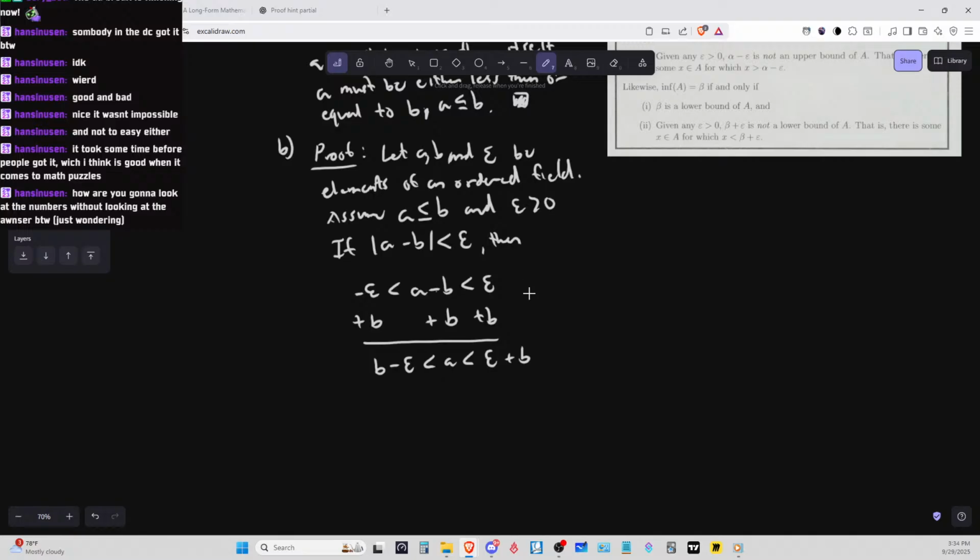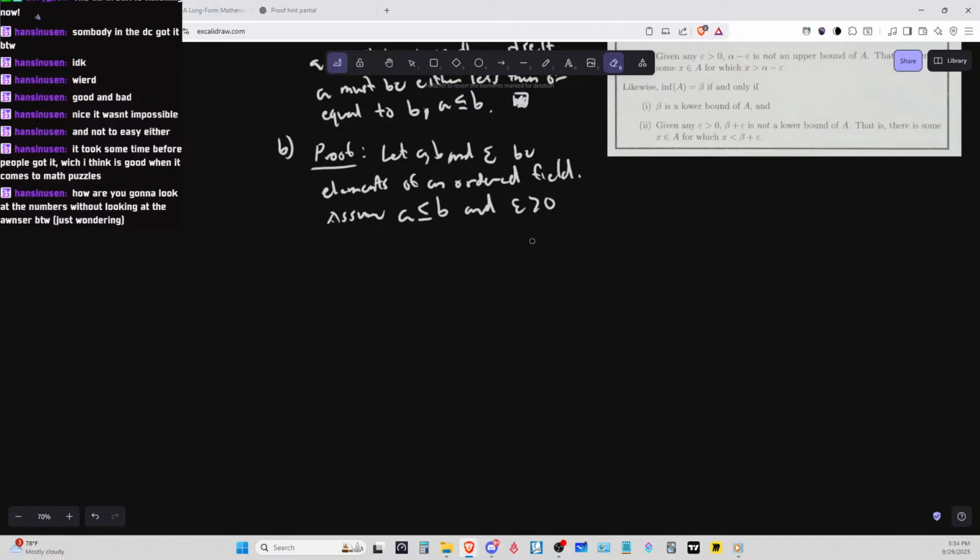Okay, so I guess they didn't want us to use this part. I thought we were gonna find something clever with that, but I didn't know where. Alright, so epsilon is greater than 0 and epsilon is equal to A minus B.